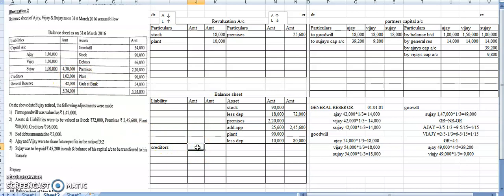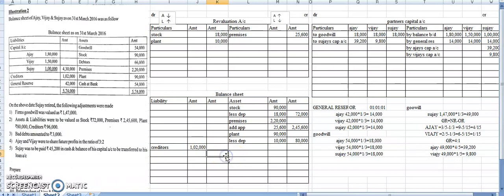Okay. 1,02,000. After writing 1,02,000, I am writing the amount which is given in adjustment, 96,000, in main column. Same method, 96,000. Then I need to adjust. As we can clearly see, it is decreased. First it was 1,02,000. Now it is 96,000. So deduct 1,02,000 minus 96,000. Answer comes to 6,000. That I am writing it here.